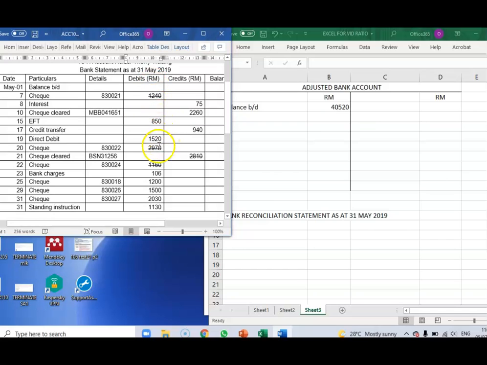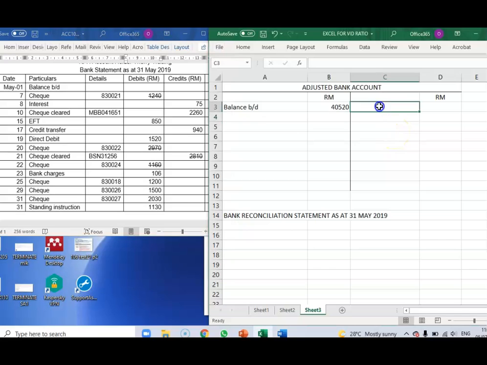Okay, debits means cash outflow, duit keluar. So cash outflow must be recorded on the credit side of the bank account. So you will put here the data, EFT. Just take the particulars, EFT. Since EFT does not have any details, you do not put any details. So put the amount 850.